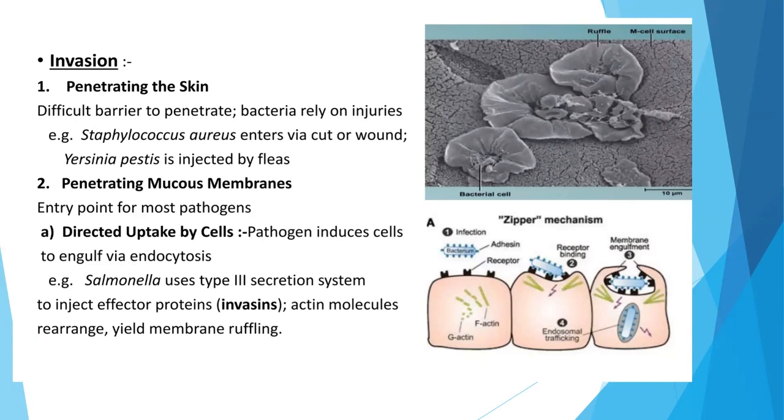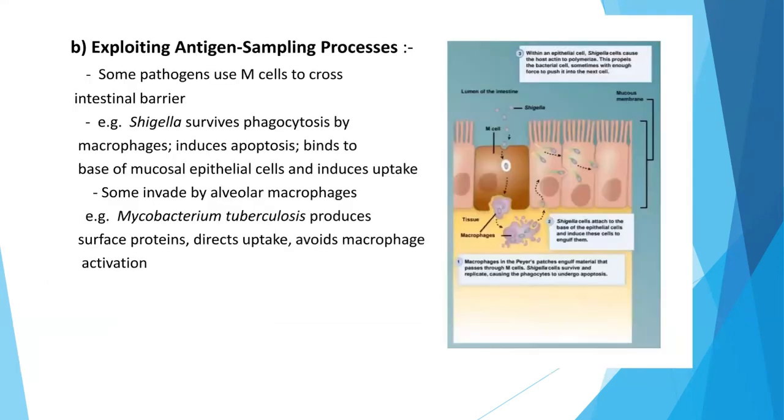For example, Salmonella uses the type 3 secretion system to inject effector proteins, which are called invasins, and actin molecules rearrange and yield membrane ruffling. Or it can be through exploiting antigen sampling processes. So some pathogens use M cells to cross the intestinal barrier. For example, Shigella survives phagocytosis by macrophages, induces apoptosis, binds to the base of the mucosal epithelial cells, and induces the uptake. And some may invade via alveolar macrophages, for example, Mycobacterium tuberculosis.